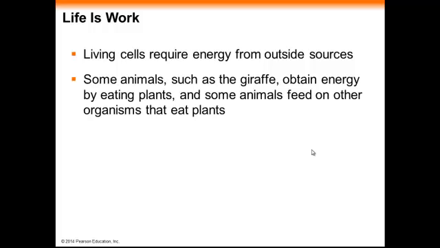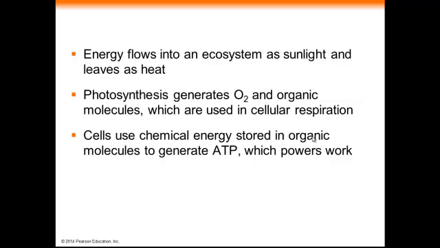As we already know, living cells require lots of energy from outside sources in order to do work. Some animals get their energy by eating plants, some animals get their energy by eating other animals. We'll get into a little bit more on that later. Energy flows into an ecosystem as sunlight and then leaves as heat. If we remember the laws of thermodynamics from chapter 8, this is kind of an overall view of this. The process which creates the molecules that other organisms use for energy is photosynthesis, and we'll talk about that more a little bit later.